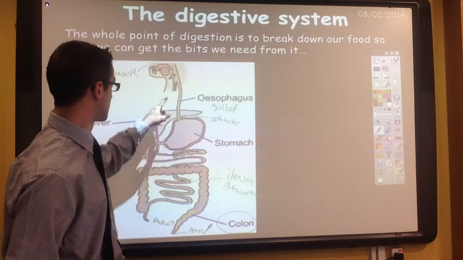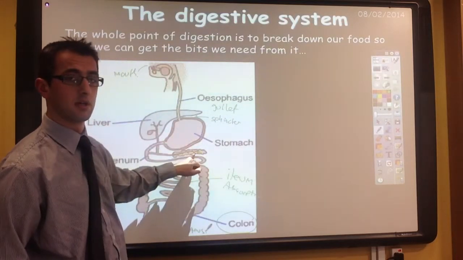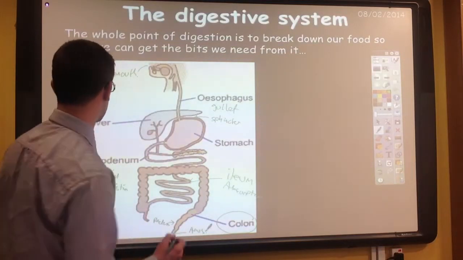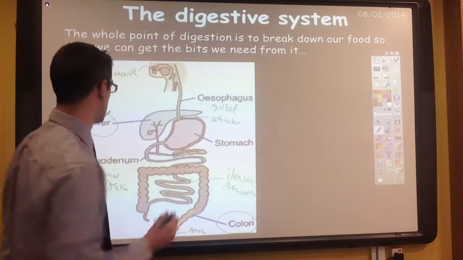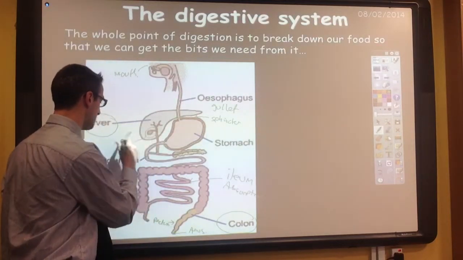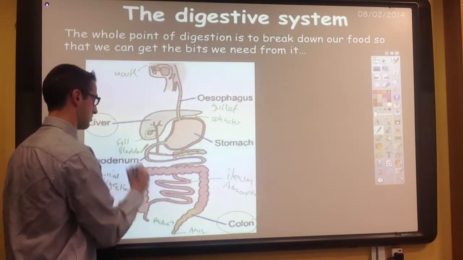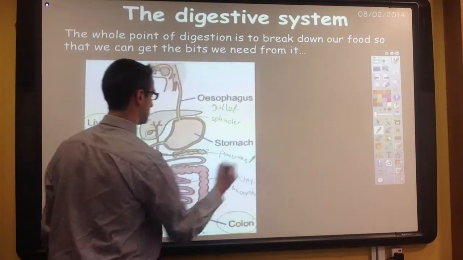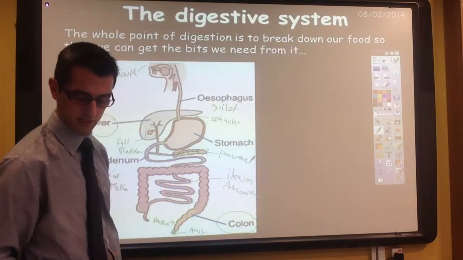What you'll note is that the food has not passed through certain organs, but these organs are essential in the digestion process. They have not passed through the liver directly, nor the gallbladder, nor the pancreas. We'll look at the roles of each of these in the digestion process shortly.